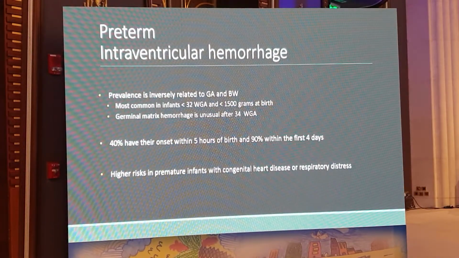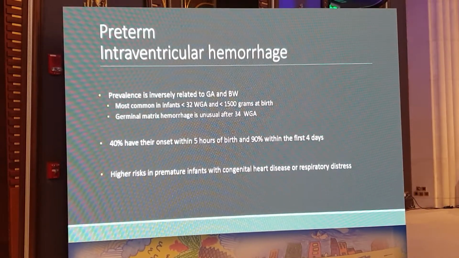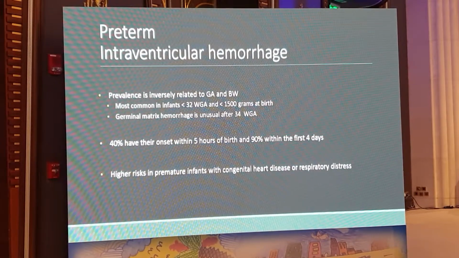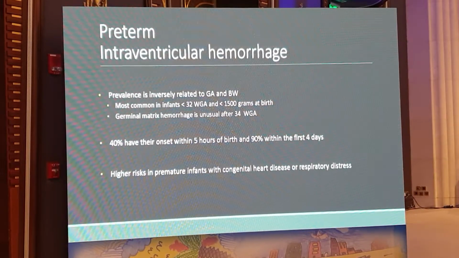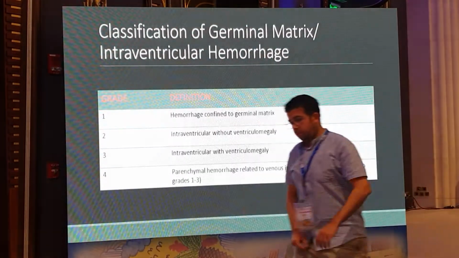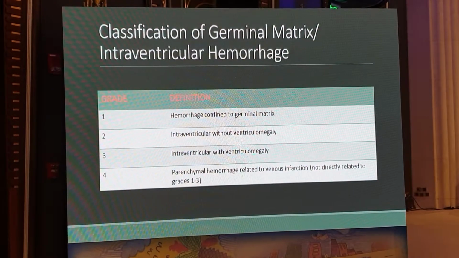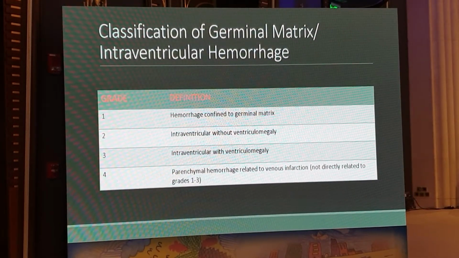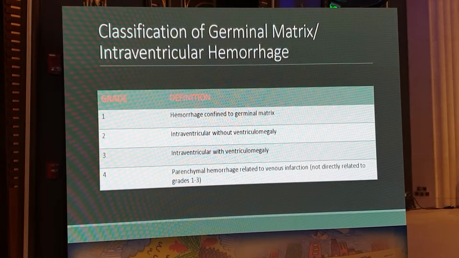IVH prevalence is inversely related to gestational age and birth weight. So the smaller the gestational age and the lower the birth weight, the higher the incidence of intraventricular hemorrhage. 40% have their onset within 5 hours of birth and 90% within the first 4 days. And of course, the incidence is higher if there are other cofactors in the neonate.